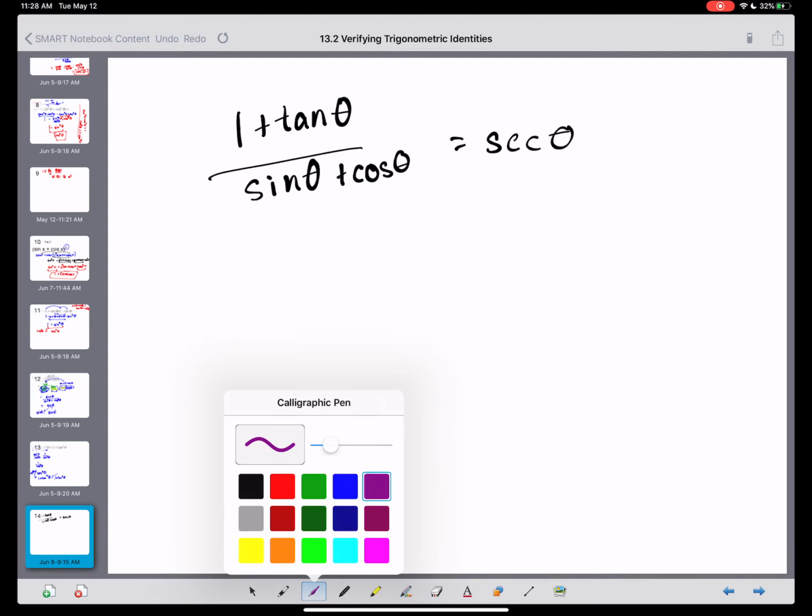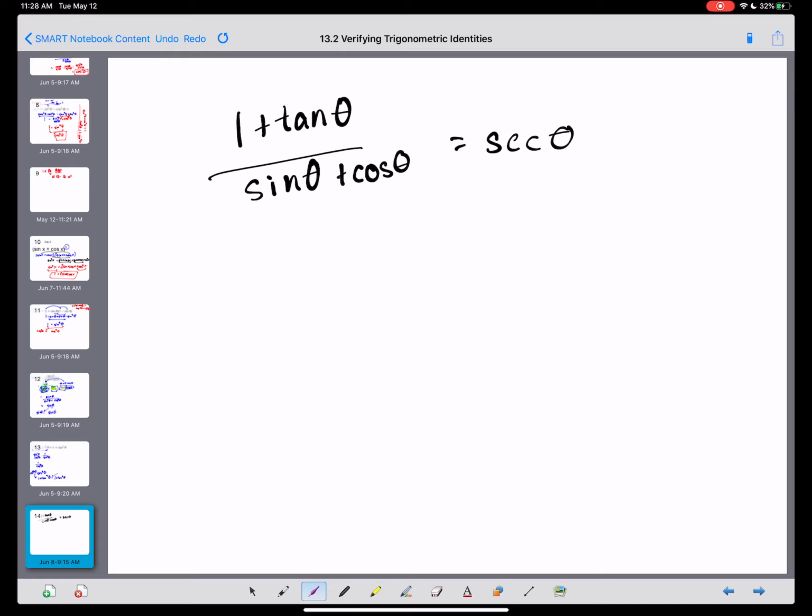All right, last problem for the day. I want to pick a side. Obviously, I want to pick on the left side because it looks a lot more difficult. Let's do it, the left side.